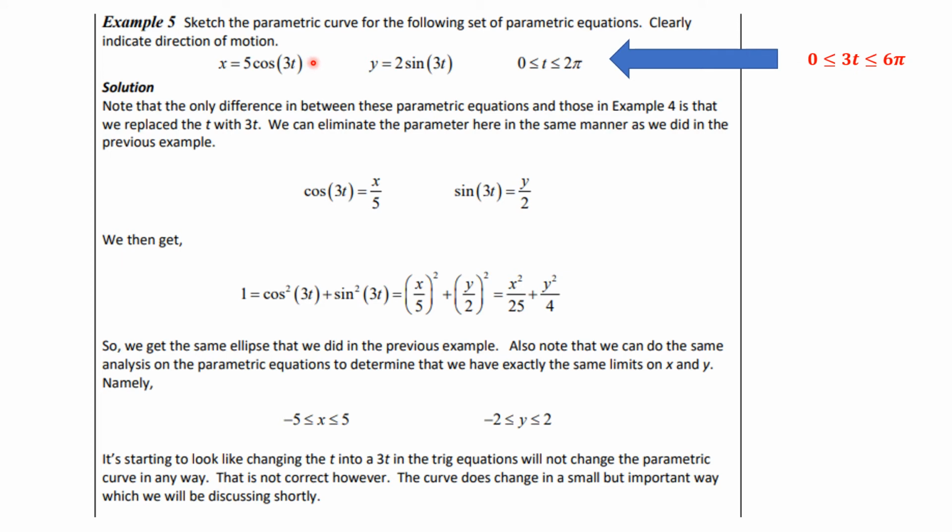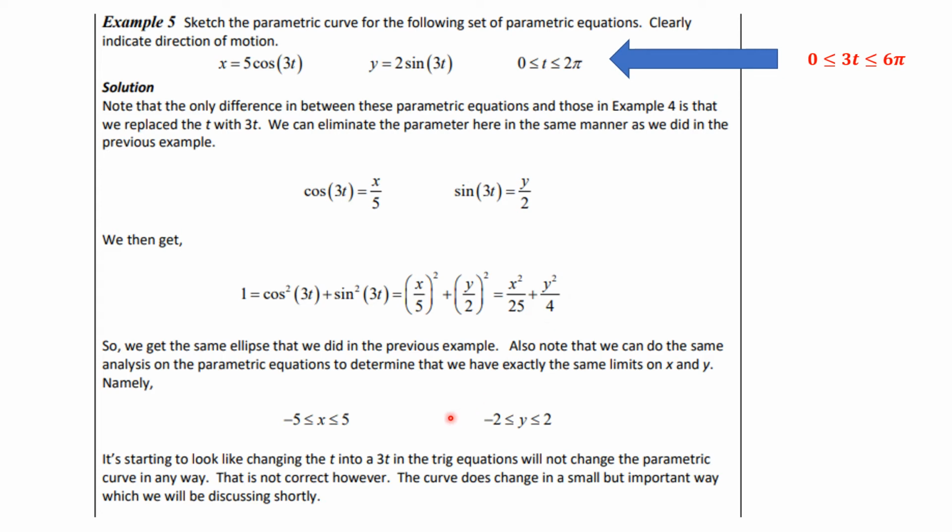But we're going to use the same technique because we recognize the pattern. So we're going to solve for cosine 3t, getting x over 5. We're going to solve for sine of 3t, getting y over 2. And then again, we're going to use the technique. Again, this is tradecraft that now you've seen and now you know to do. Or at least you know that this is something you want to consider doing. You get cosine of 3t squared plus sine of 3t whole squared is equal to 1, but you substitute these values in, and you get that this is the ellipse that we had before.